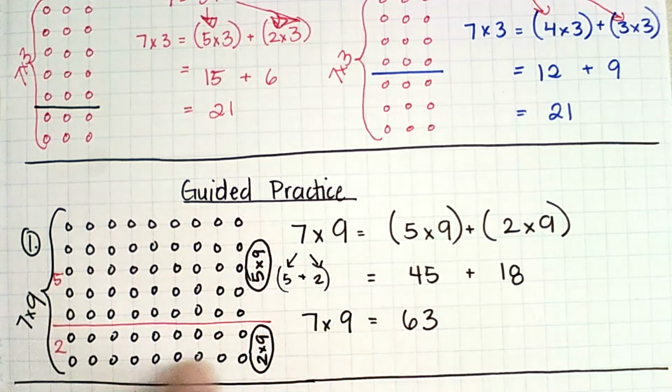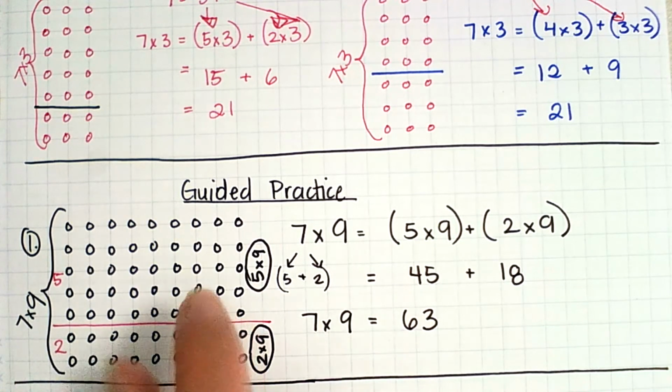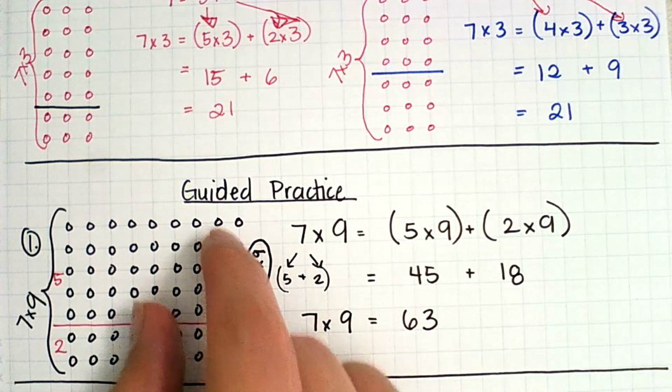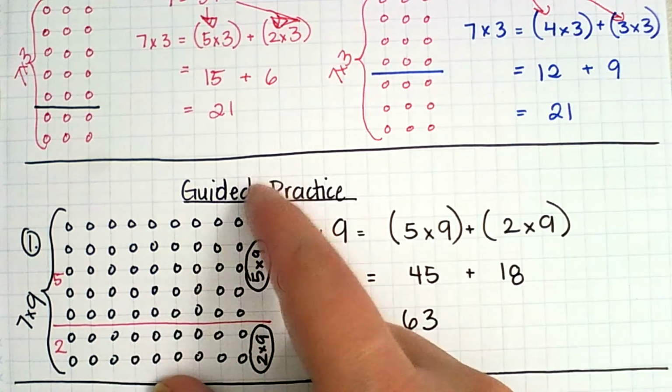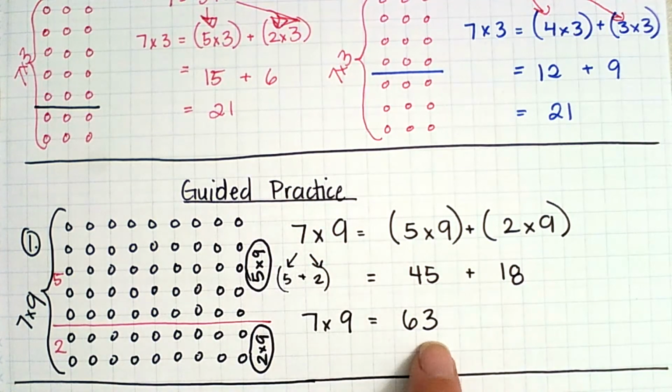So I took my array, I cut it, and I counted a part that I know, then I counted another part that I know, and then I put those 2 parts together to find my answer.